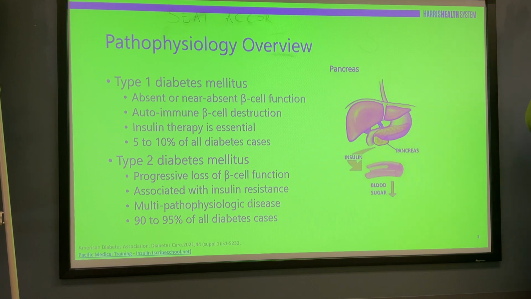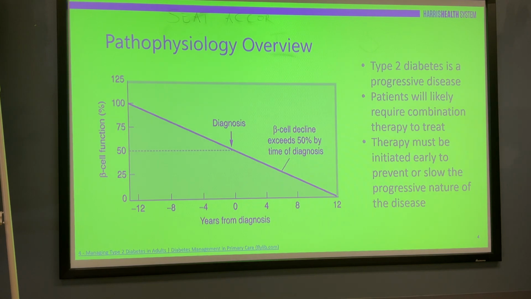However, when you switch to type 2 diabetes, over time, the beta cells of the pancreas stop working. And type 2 diabetes is more associated with insulin resistance, meaning your body's making a little bit, but the body doesn't know how to use it properly, which is why we add insulin therapy to those patients. And this represents about 90 to 95% of diabetes cases.